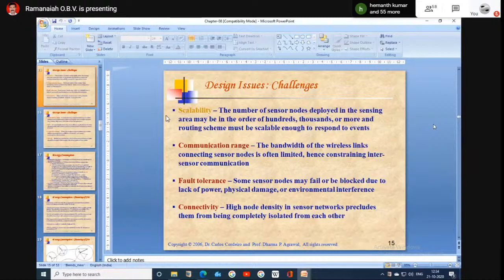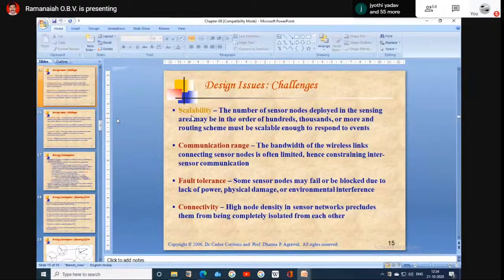In case, yes, one protocol under consideration is scalable, that is, it works. Here the number of sensor nodes deployed in the sensing area may be of the order of hundreds, thousands or more, and the routing scheme must be scalable enough to respond to events. That is where scalability comes into the picture.